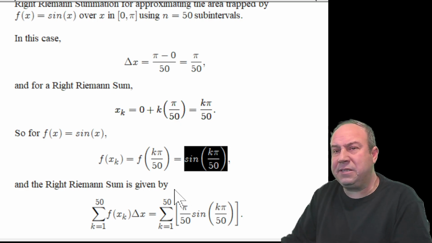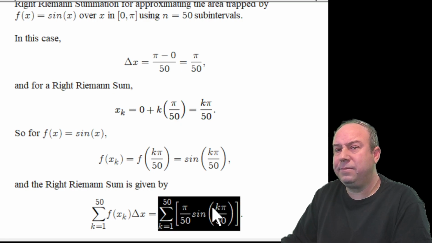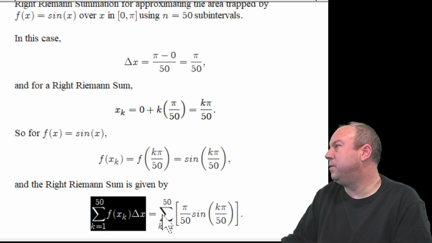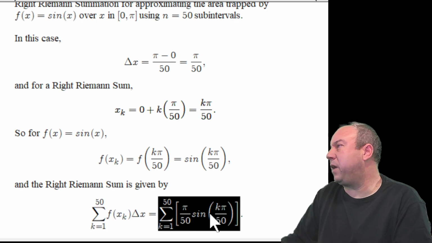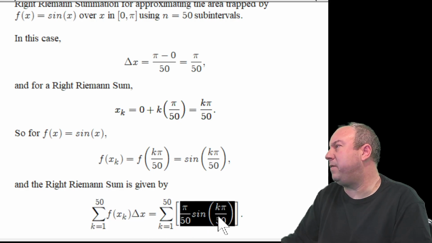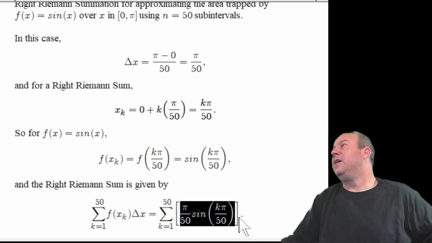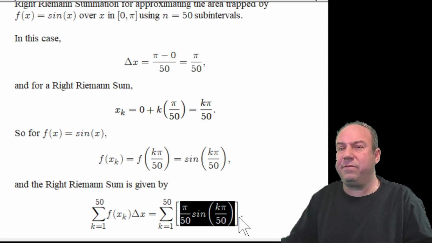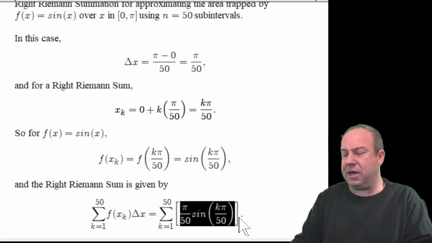And the right Riemann sum, using 50 subintervals, would be given by the summation from k equals 1 to 50 of pi divided by 50 times the sine of k times pi divided by 50, where we don't have rules that help us simplify that.